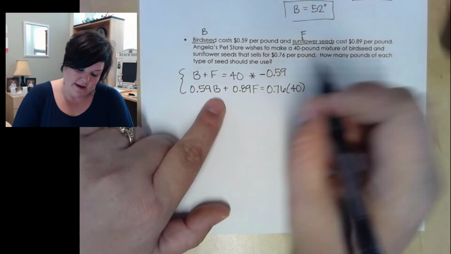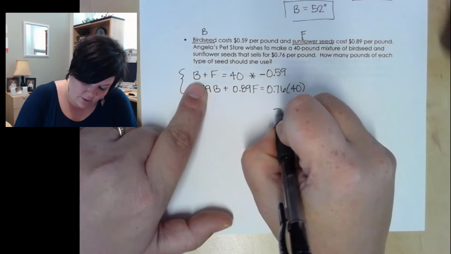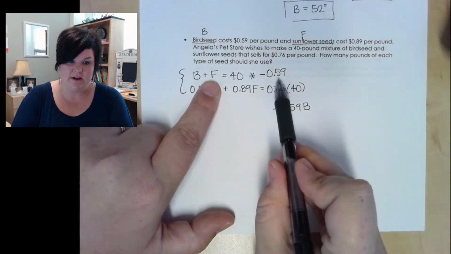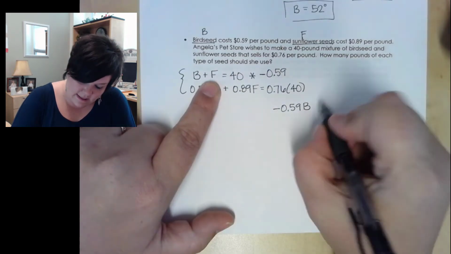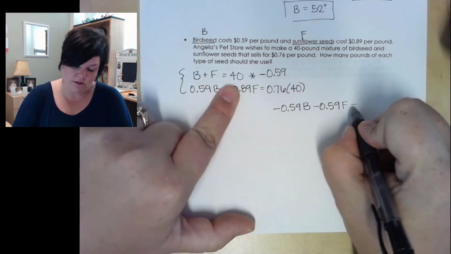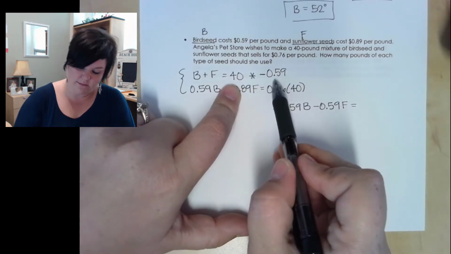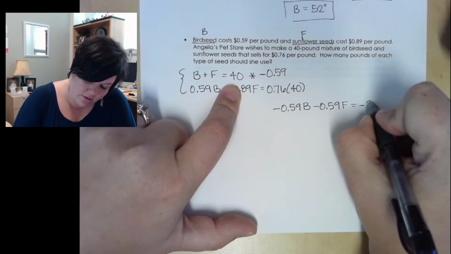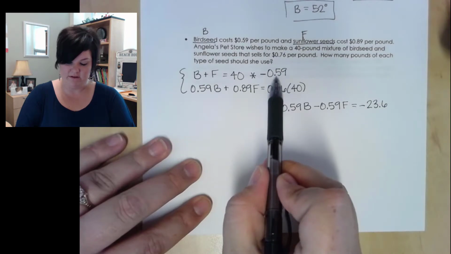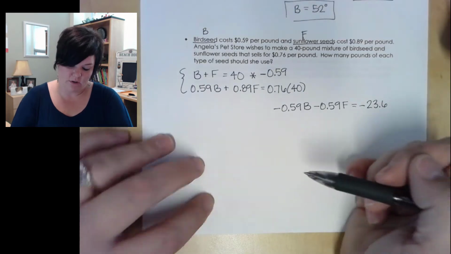Okay, so negative 0.59 times B is negative 0.59B. Negative 0.59 times F is negative 0.59F. And then that's going to be equal to 40 times negative 0.59, which comes out to negative 23.6. Okay, so all I did was distribute negative 0.59 to this whole first equation. My second equation stays the same, so I'm just going to write it below here.